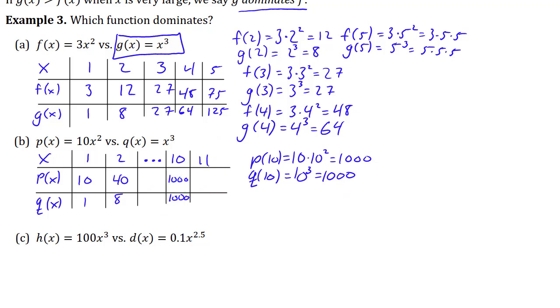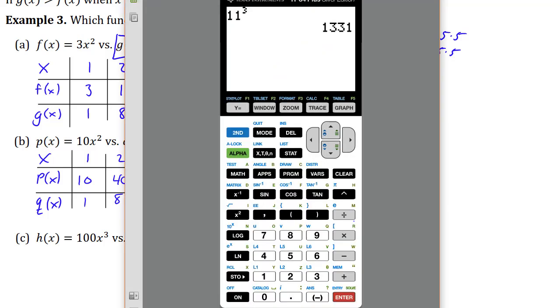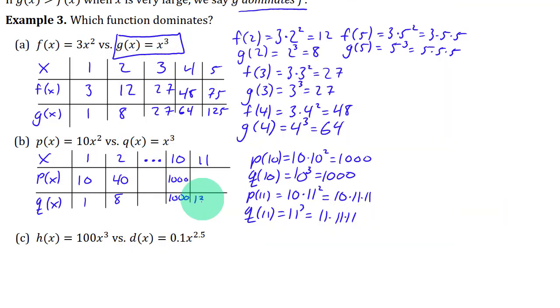And then what if you plug in 11? Once you plug in 11, p of 11 is going to be 10 times 11 squared, in other words, 10 times 11 times 11. And when you do q of 11, that's going to be 11 cubed, which is 11 times 11 times 11, which is going to be bigger. I need a calculator real quick to work this out. So yeah, 11 to the power 3 is 1,331. And 10 times 11 squared comes out to be 1,210. All right.